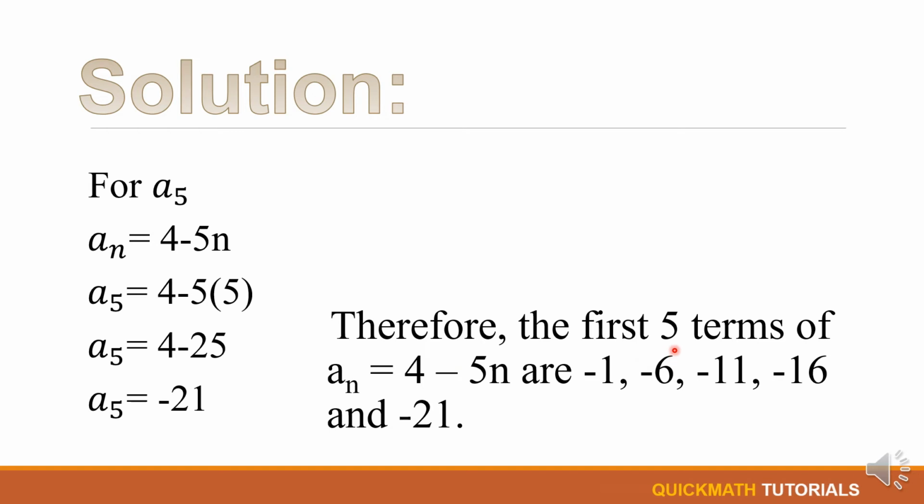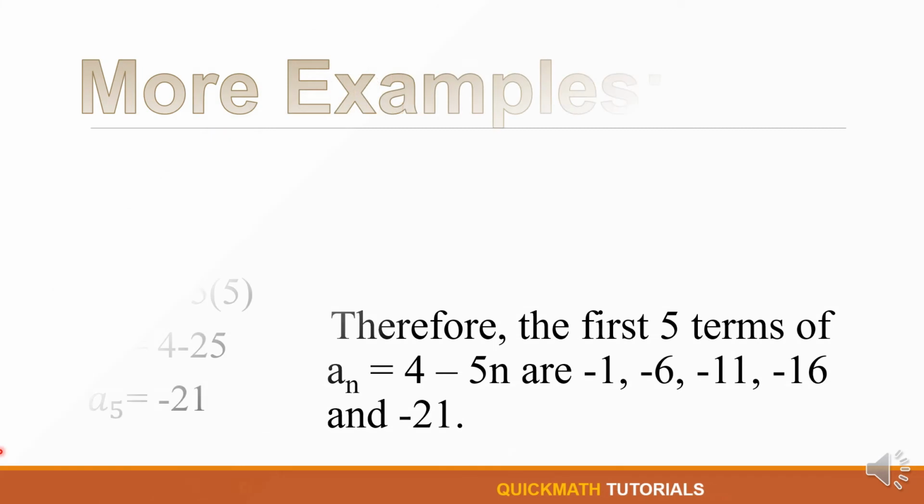Therefore, the first 5 terms of a sub n is equal to 4 minus 5n are: negative 1 as our first term, negative 6 as our second term, negative 11 as our third term, negative 16 as our fourth term, and negative 21 as our fifth term.